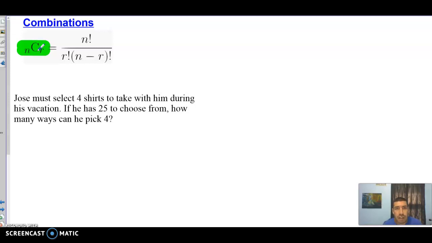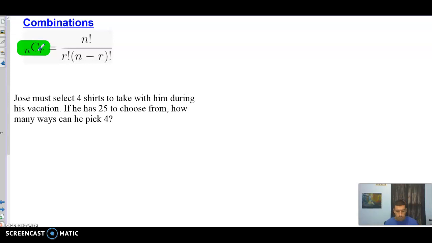Okay, first of all, let me tell you why this is a combination. Jose has 4 shirts to select out of 25. The order does not matter. If the order does not matter, it's a combination. Now, if they had told Jose, select a red shirt and a blue shirt, then it would be something else called a permutation, but we'll talk about that tomorrow in the next lesson, okay? But today we're going to stick to combinations.